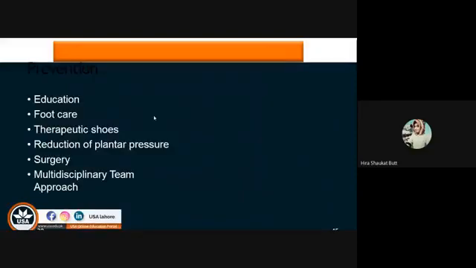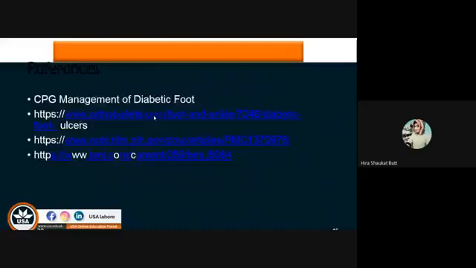So, how to do prevention of the diabetic foot ulcer? Patient education is always very important. Foot care: regular foot examination by the patient or a family member must be there. You can even go for some podiatric care if you don't have an idea how to do the foot care. Therapeutic shoes you can use. Reduction of plantar pressure is important. Surgery will be recommended in the later stages. Multidisciplinary approach: this always involves the diabetologist, endocrinologist, orthopedician, physiotherapist, occupational therapist, or the orthotic or prosthetic specialist.